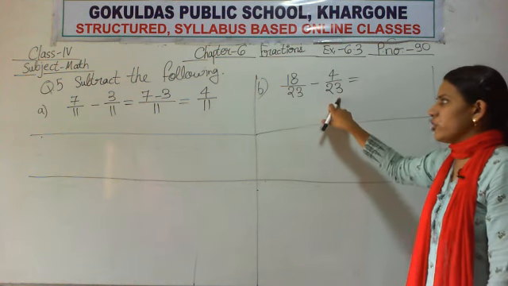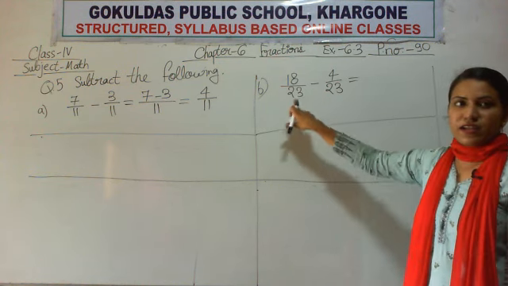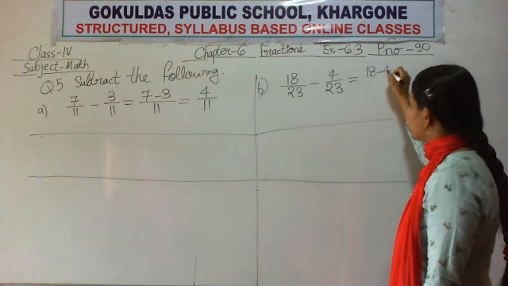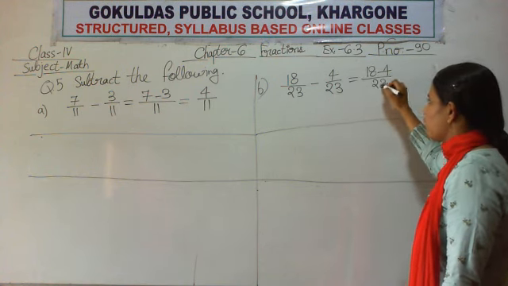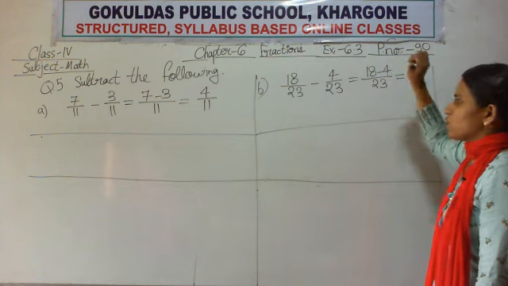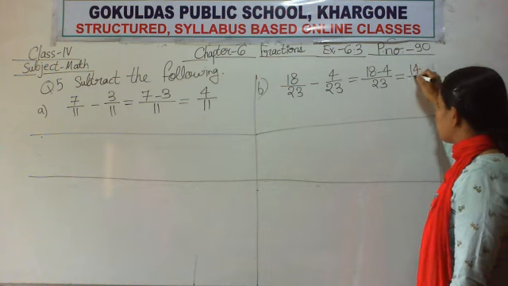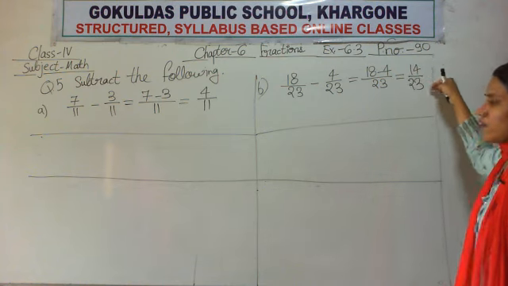So check the denominator. Here the denominators are the same. So subtract the numerator parts over the same denominator. Now 18 minus 4. 18 minus 4 is 14. 14 upon 23 is our result.